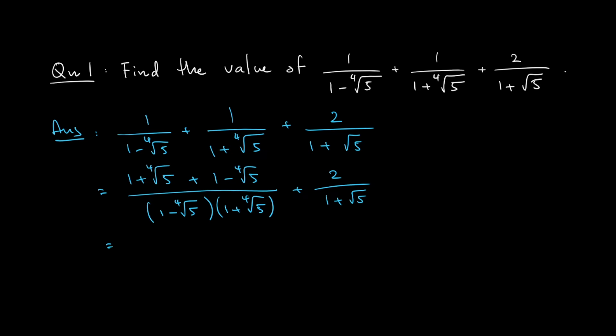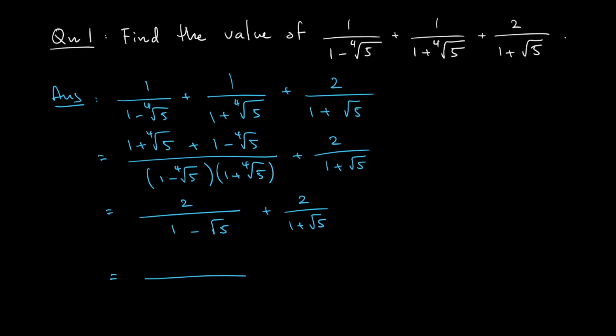So when you start to simplify this, you notice that the 4th root of 5 minus 4th root of 5 will cancel each other out, leaving you with 2 over, now the denominator, notice that it is in the form of a minus b multiplied by a plus b. So that would equal a square minus b square. a is 1, squared it's still 1. b is 4th root of 5, so b square would become square root of 5. And of course the last fraction is still like this.